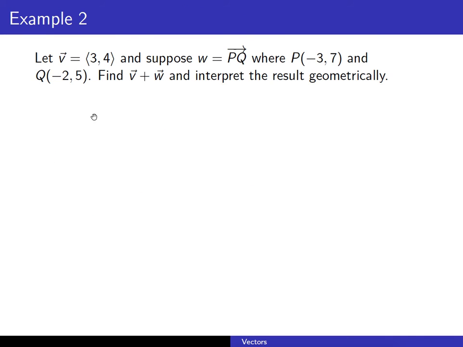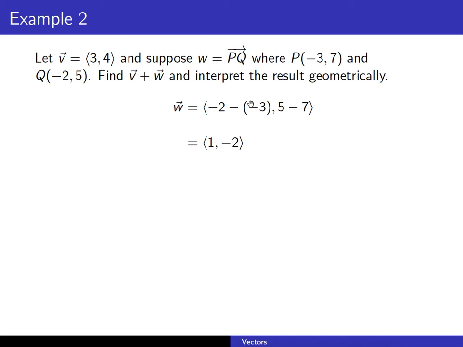So example 2, let vector v equals 3, 4, and suppose vector w has an initial point p at negative 3, 7, and a terminal point q at negative 2, 5. We're going to find the resultant vector v plus w and interpret the result geometrically. So first, let's write w in its component form by taking our terminal point, negative 2, the x-coordinate, and subtracting negative 3 for the initial x-coordinate, 5 minus 7 for the y-coordinates, and negative 2 minus negative 3 is 1, and 5 minus 7 is negative 2.